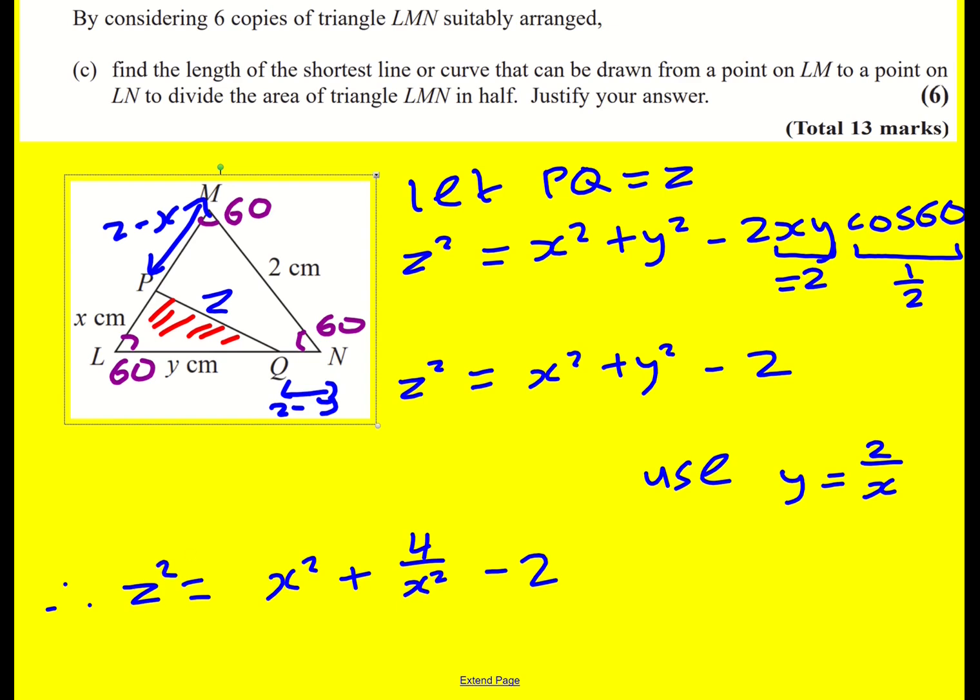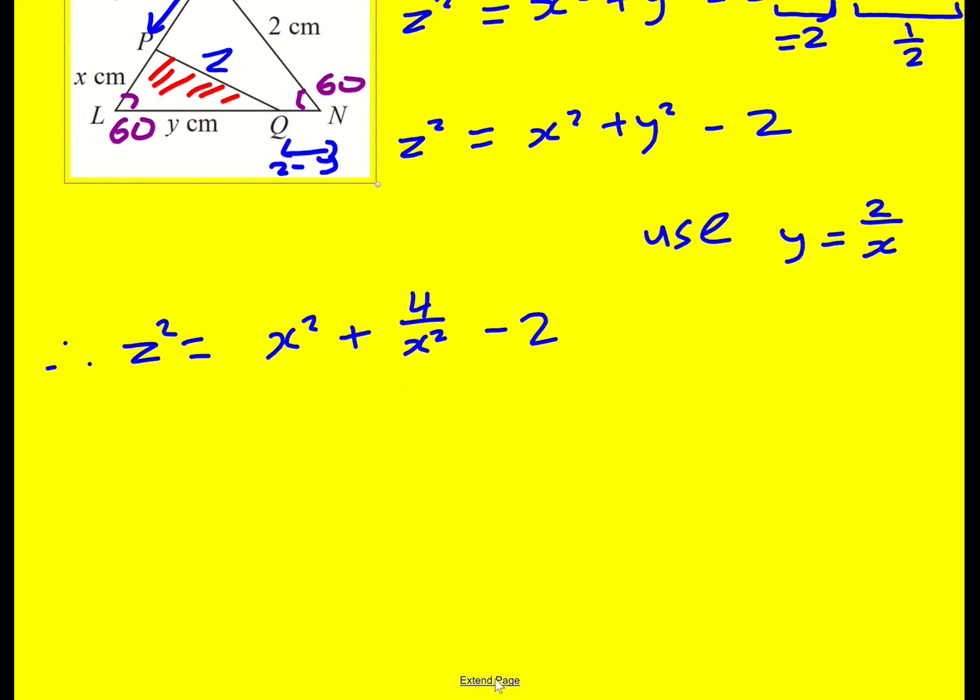And I'll just leave that for a second. So it's actually z squared. What I can do now is I can square root. So it's going to be x squared plus 4x to the minus 2, if I get it in index form, minus 2. All of this is to the power of a half. I don't need to consider a negative because I'm talking about lengths here.